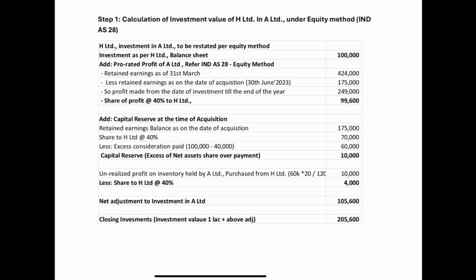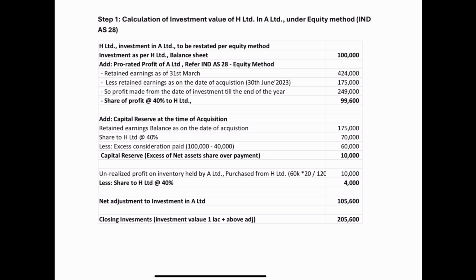And at the time of investment, that is on 30th June, the retained earnings was 1,75,000 rupees, which means the profit made from the date of investment till the end of the year is 2,49,000 rupees. So on this 2,49,000, the share to H Limited, which is at 40%, is coming to 99,600. So 2,49,000 into 40% comes to 99,600. So this 99,600 is a share of profit of A Limited to H Limited. So the H Limited investment of 100,000 needs to be increased by this 99,600.